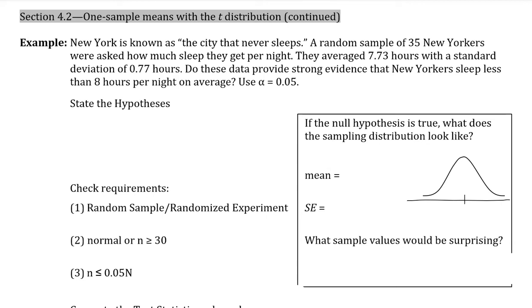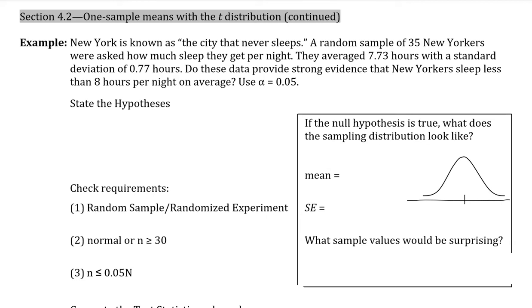We have here that New York is known as the city that never sleeps. A random sample of 35 New Yorkers were asked how much sleep they got per night. They averaged 7.73 hours with a standard deviation of 0.77 hours. Does this data provide strong evidence that New Yorkers sleep less than 8 hours per night on average? We will use an alpha of 0.05 level of significance.